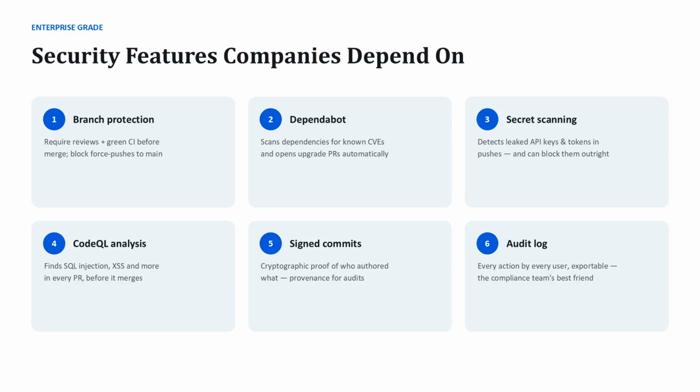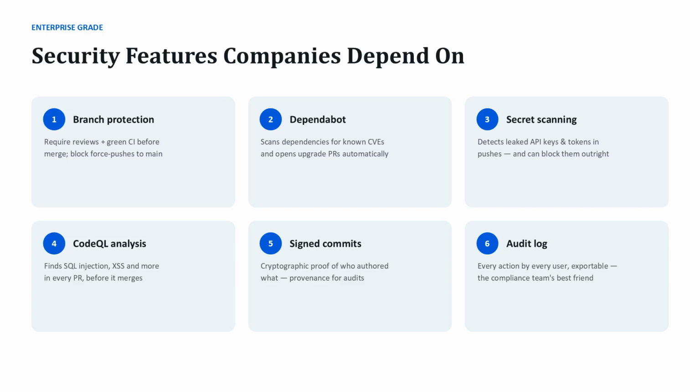Here's a big reason enterprises stay on GitHub. Security is built into the workflow. Branch protection rules enforce the process. No merge without an approved review and green CI. And nobody can force push to main, not even admins. Dependabot watches your dependencies for known vulnerabilities and opens the upgrade pull request for you automatically. Secret scanning catches leaked API keys and tokens the moment they're pushed, and push protection can block them from ever landing.